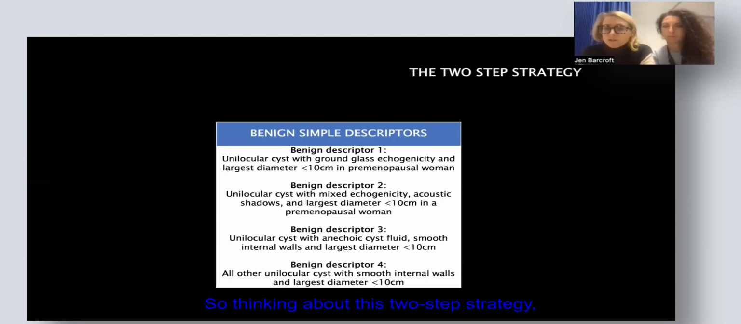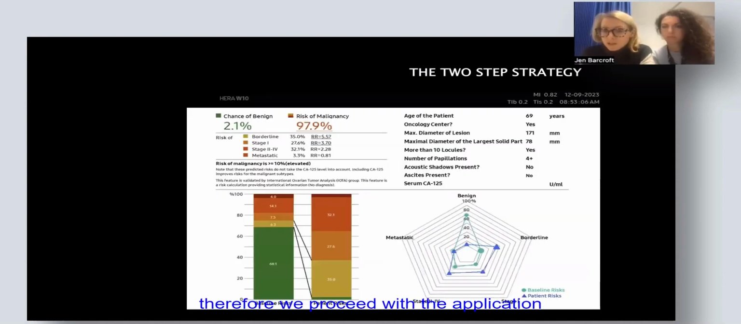So thinking about this two-step strategy, the first step being benign simple descriptors. We've got a multilocular solid mass here. Therefore, as with the previous case, benign descriptors do not apply. And therefore, we proceed with the application of ADNEX in a two-step strategy.